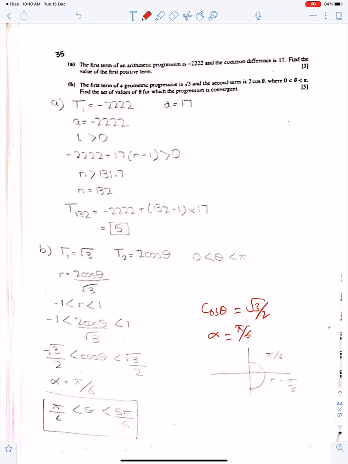So since cos is in the first quadrant and in the second quadrant, because cos is negative here and it's positive here, cos must be in these two quadrants. So the basic angle is pi by 6, and the answer will be 5 pi by 6. So the range will be pi by 6 to 5 pi by 6. This means second quadrant, and this means first quadrant.